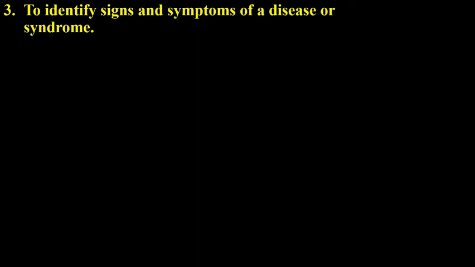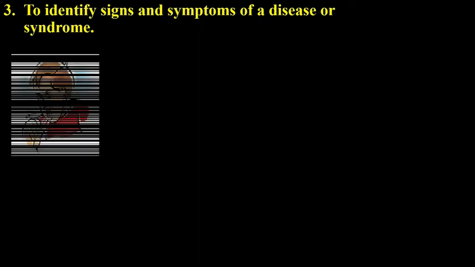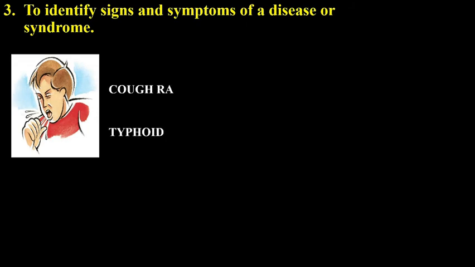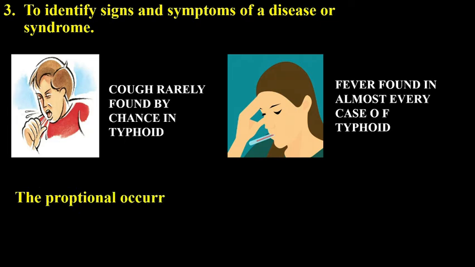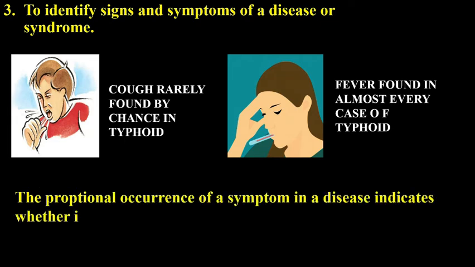Lastly, to identify signs and symptoms of a disease or syndrome. For example, cough in typhoid is found by chance and fever is found in almost every case. So, the proportional occurrence of a symptom in a disease indicates whether it is a characteristic feature of the disease or not.